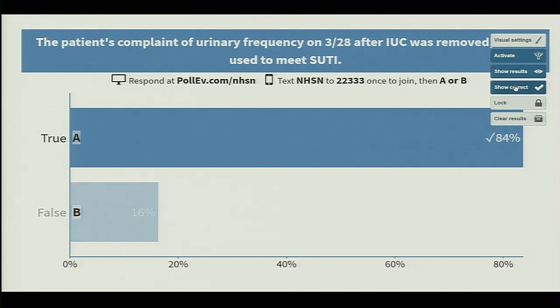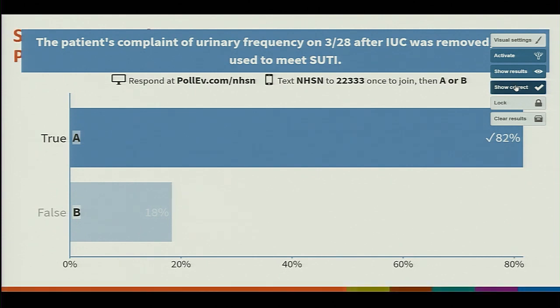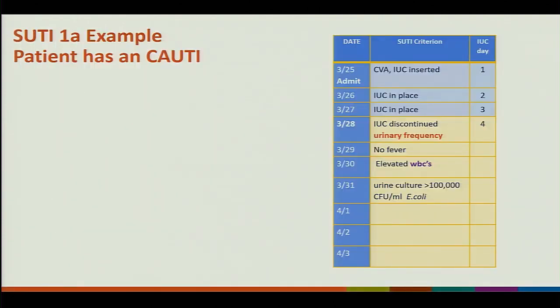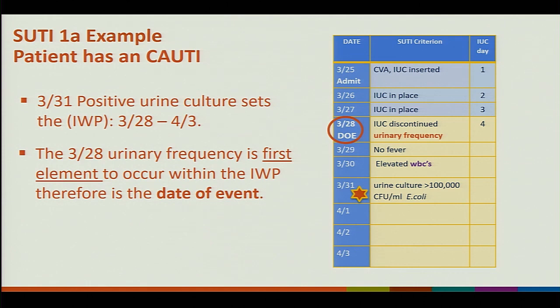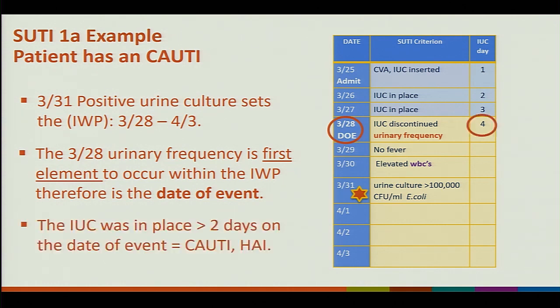And the answer is true. So let's look at the rationale here. The 3/31 positive urine culture sets your IWP from 3/28 to 4/3. On 3/28, urinary frequency is the first element to occur within the IWP. Therefore, it is the date of event. The catheter was in place for greater than 2 days on the date of event, so you have a CAUTI HAI.